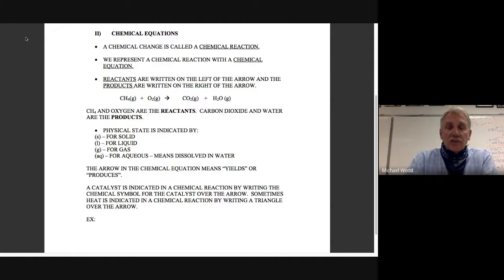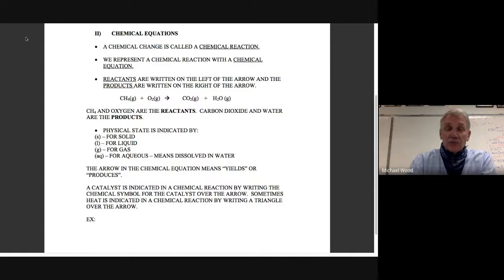A catalyst is something that makes the reaction go faster without really being part of the reaction. It jumps in, makes everything go faster, and then when the reaction is complete, it comes back out. It's a little bit like if you ski at Keystone or Copper Mountain, going through the tunnel is faster than going over Loveland Pass. It's a catalyst. A catalyst is indicated in a chemical reaction by writing the chemical symbol for the catalyst over the arrow.